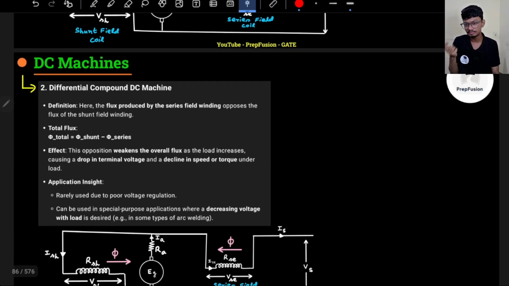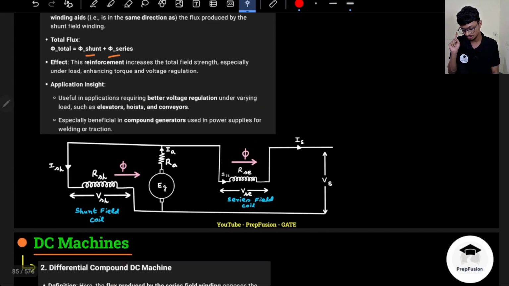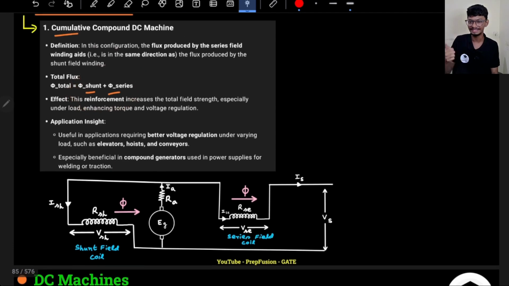Now, what is the other type of compound machine? The differential compound machine. In a differential compound machine, one flux will oppose the other. We don't know which one is dominating; whichever has the higher magnitude, the overall flux will be in that direction. Here the flux produced by the series field winding opposes the shunt field winding and vice versa. This opposition weakens the overall flux, whereas in the cumulative case the overall flux is increased.